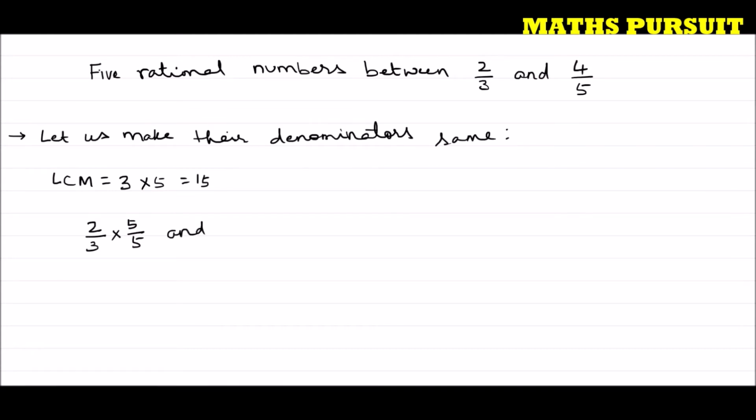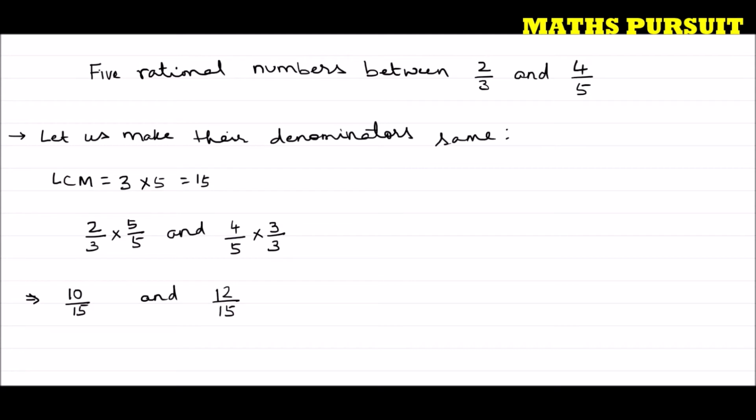A similar thing I am going to do with 4 upon 5. Here in the denominator we have 5, so we need to multiply by 3 in the denominator. If we multiply 3 in the denominator, we also need to multiply 3 in the numerator. So after solving this, we will get 10 upon 15 and 12 upon 15.